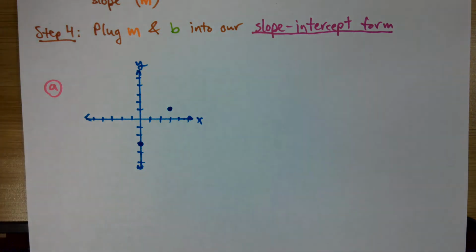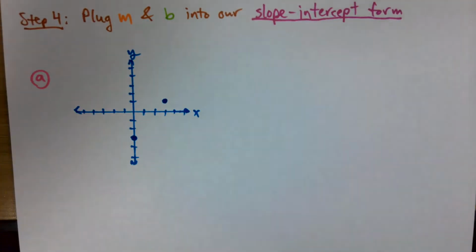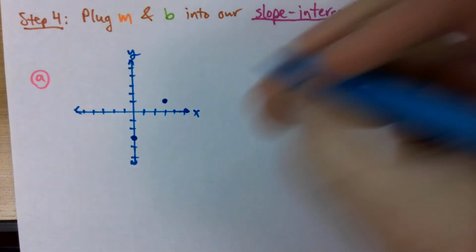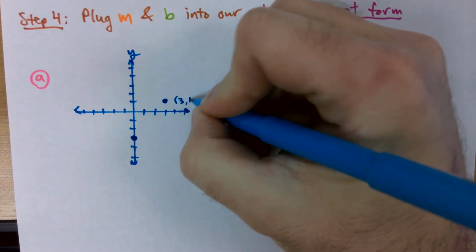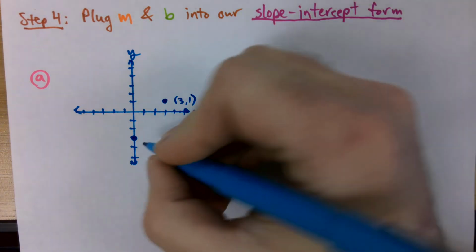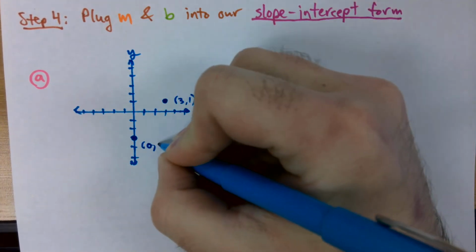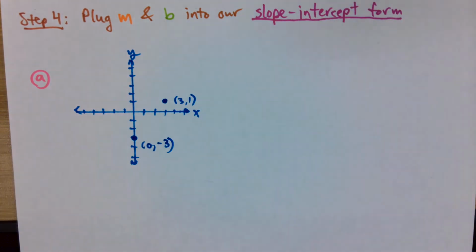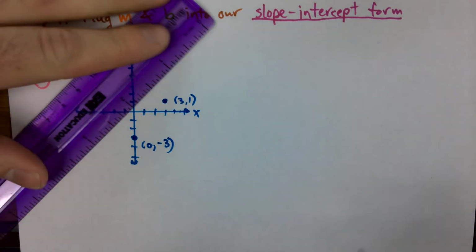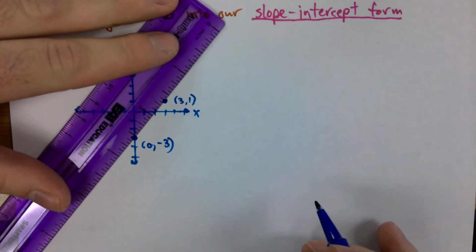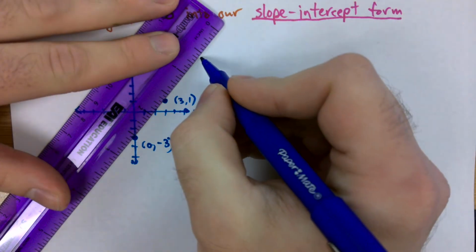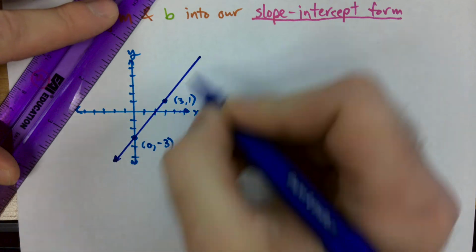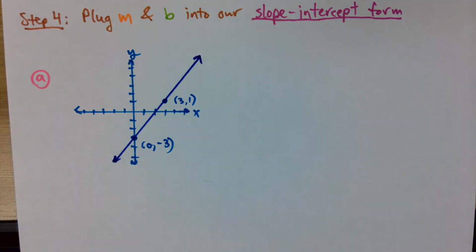So I want you to make your 2 dots, 2 points. One of them at (3, 1). (3, 1). And then your second point at (0, -3). And then with your rulers, just connect those 2 points together and draw your line.